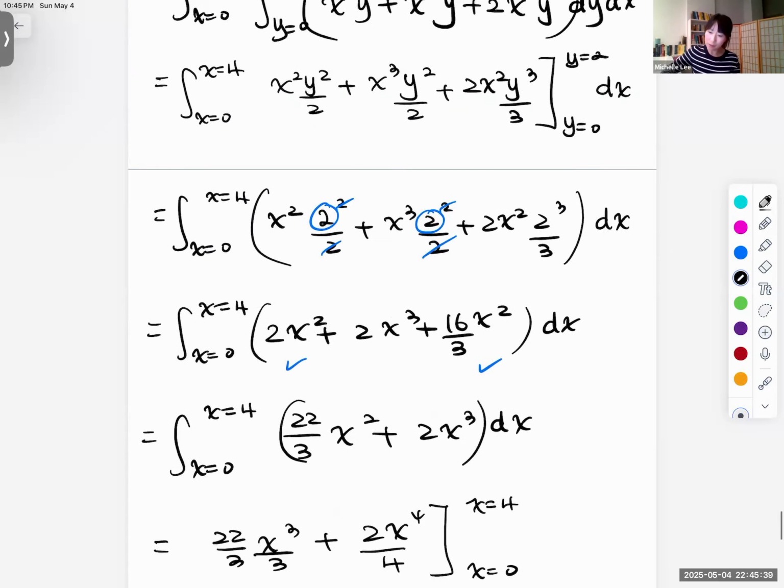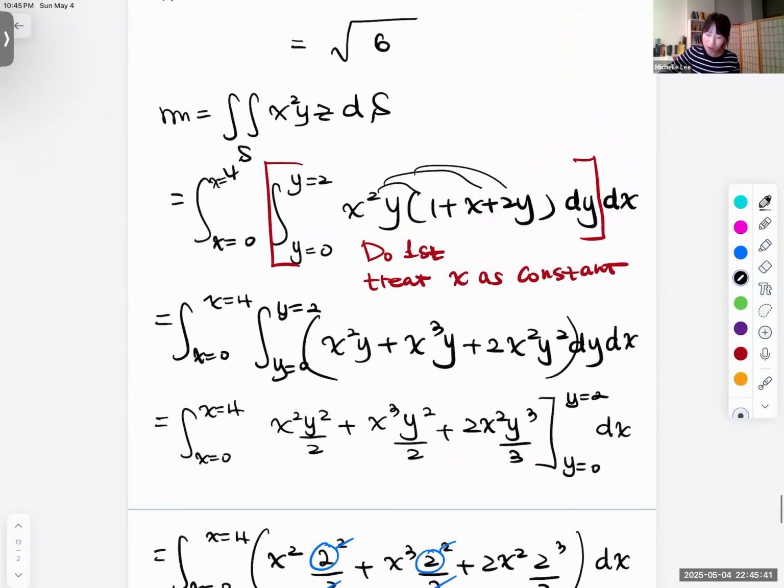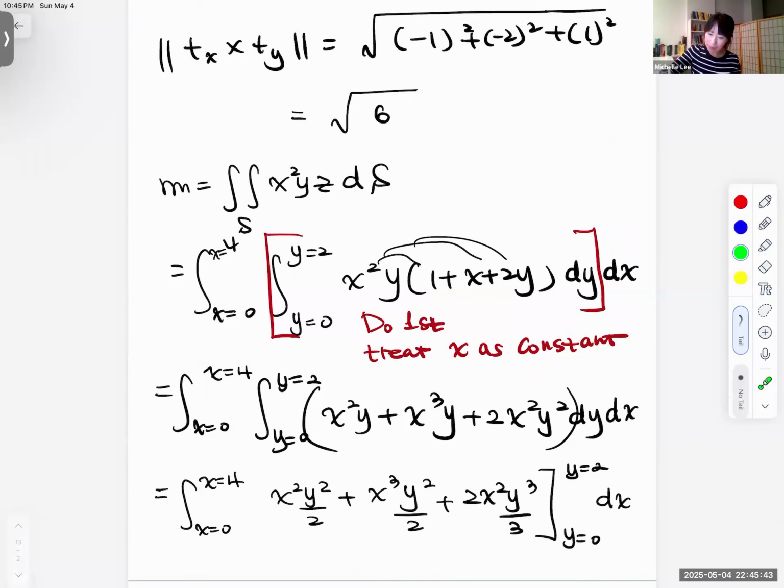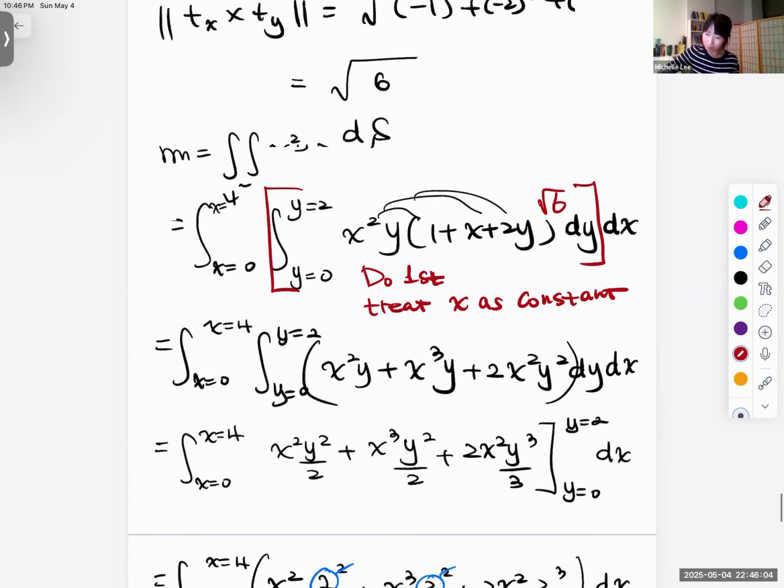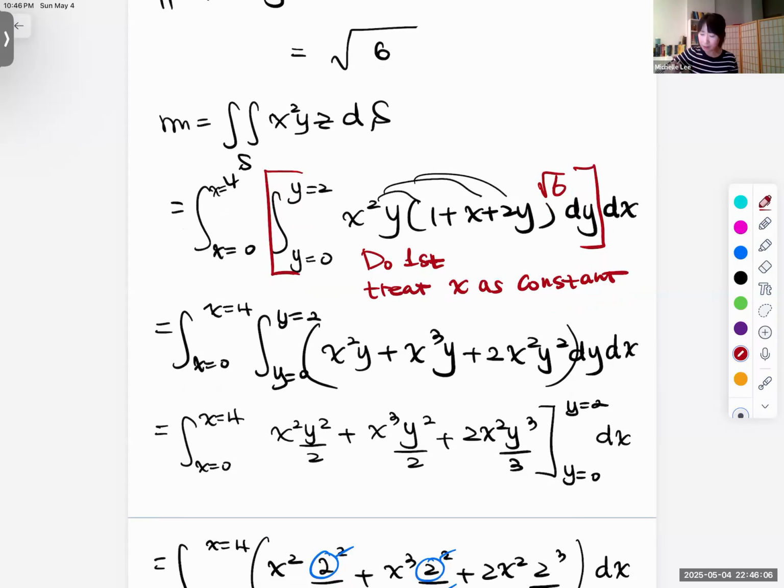Oh, missed that. Oh my gosh. Square root of 6. That is this one, right? So the magnitude of the cross product of the tangent vectors, yeah? So that should be here, right? Ooh, good thing I realize right now, right? So we can put square root of 6 outside.